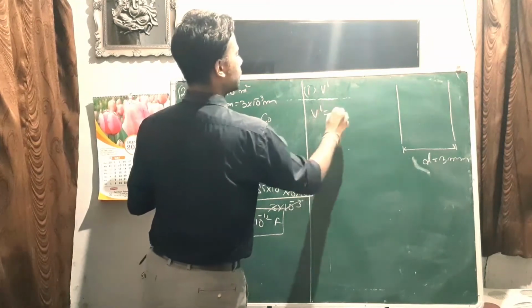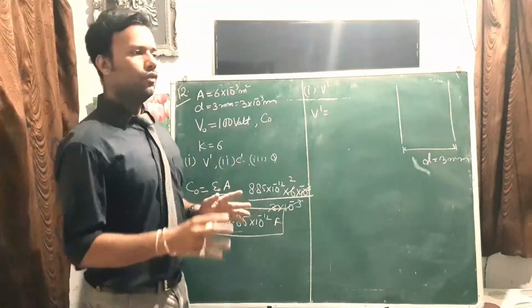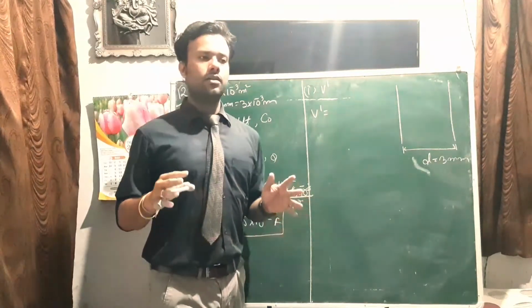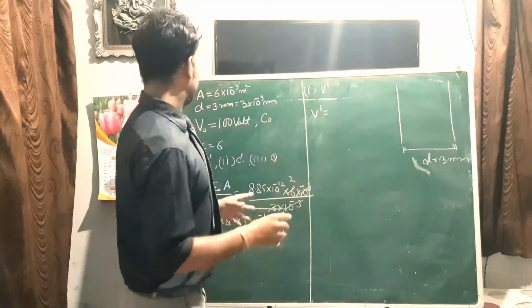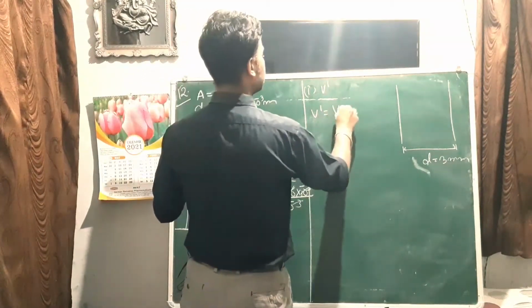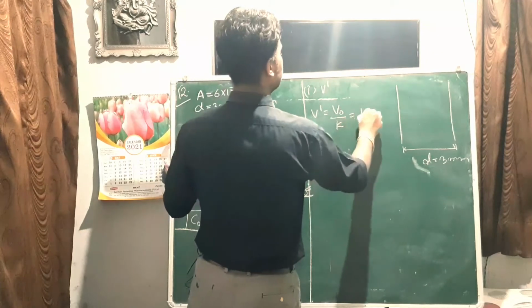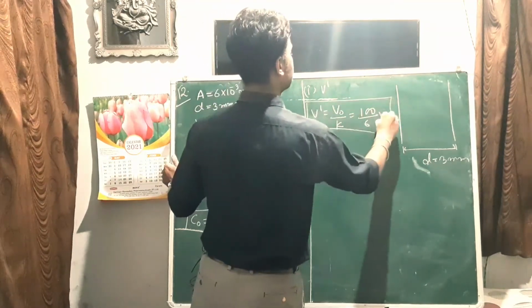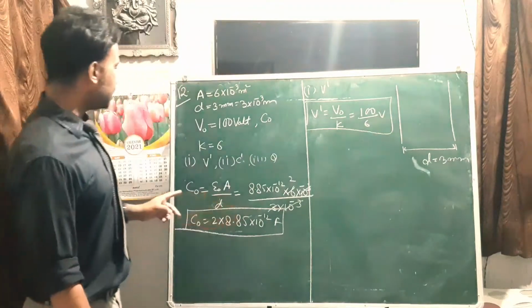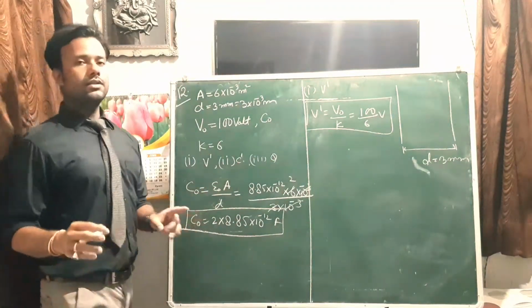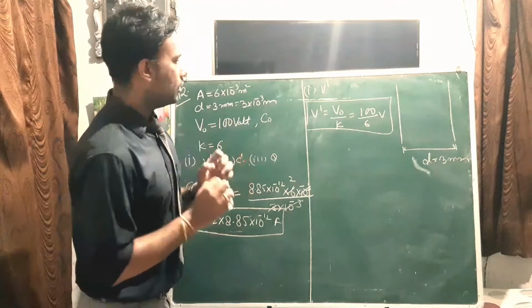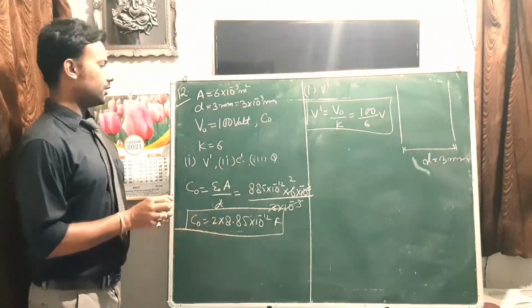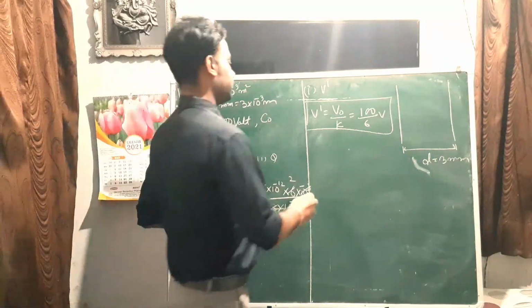What will V dash be? We know that the voltage becomes 1 upon K times when a dielectric is inserted between the plates. So it will be V naught by K, nothing but 100 by 6, and this is the answer, this much volt. Second part, C dash. What is the final capacitance? C dash.